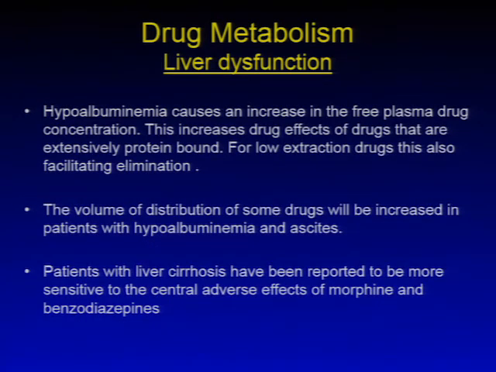Hypoalbuminemia causes an increase in free plasma drug concentration. This increases the drug effect of drugs that are extensively protein bound. For low extraction drugs, this also facilitates elimination. The volume of distribution of some drugs may be increased in patients with hypoalbuminemia and ascites. Patients with cirrhosis have been reported to be more sensitive to central adverse effects of morphine and benzodiazepines.